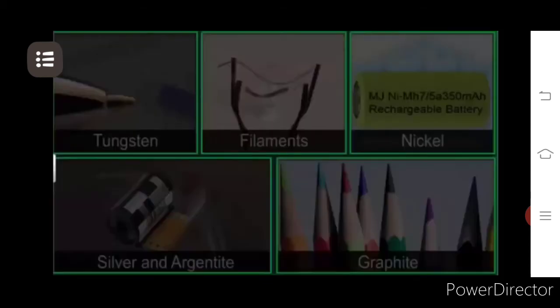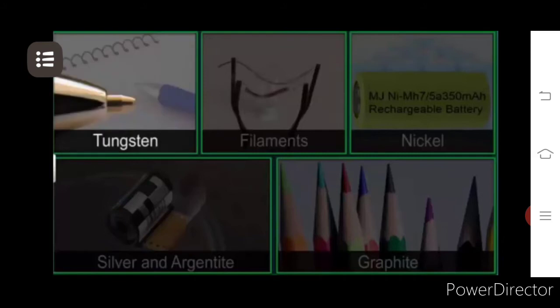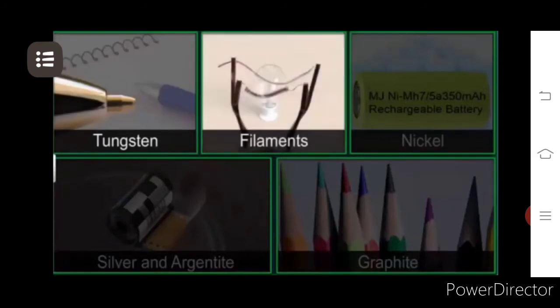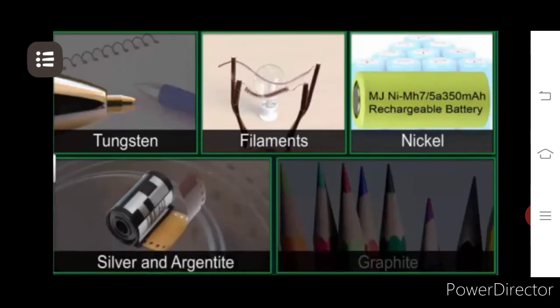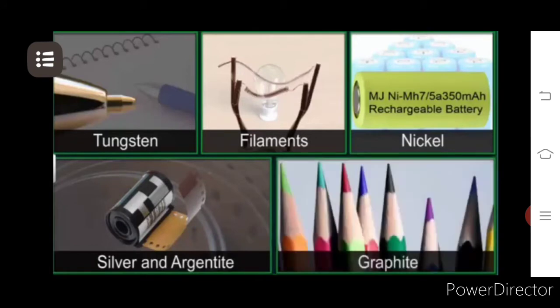Other examples of minerals utilized in articles of daily use are tungsten in ballpoint tips and filaments in light bulbs, nickel in rechargeable batteries, silver and argentite in photographic films, and graphite in pencils.